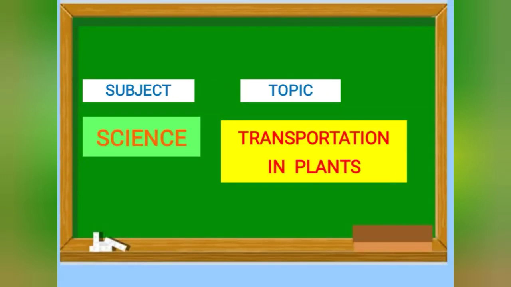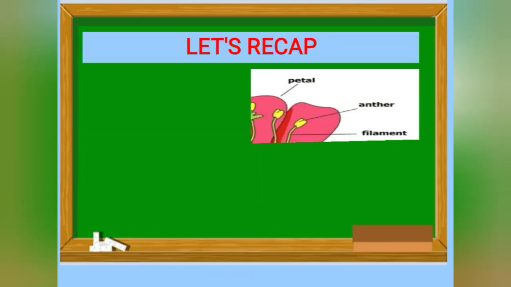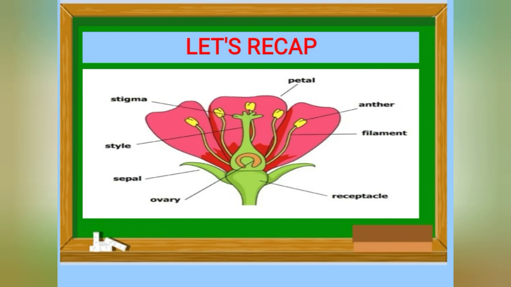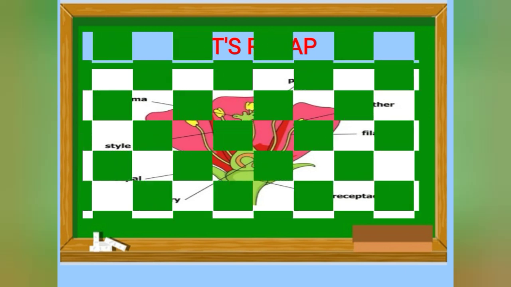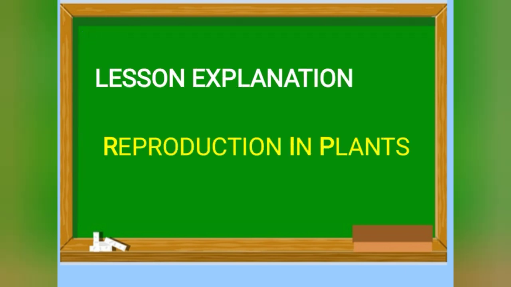Today's subject is science, topic: transportation in plants. Let's recap. In 6th standard you might have learned about parts of a flower like petal, anther, filament, receptacle, ovary, sepal, style and stigma. Lesson explanation.